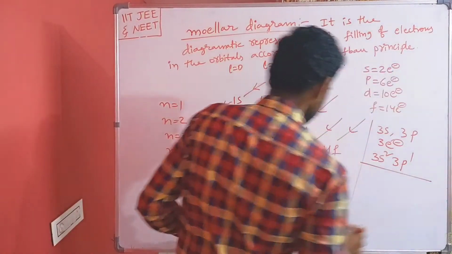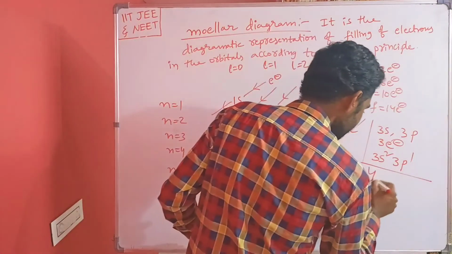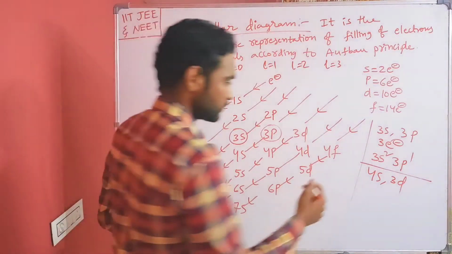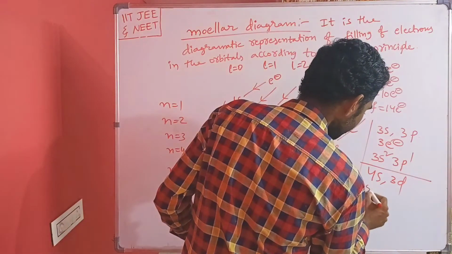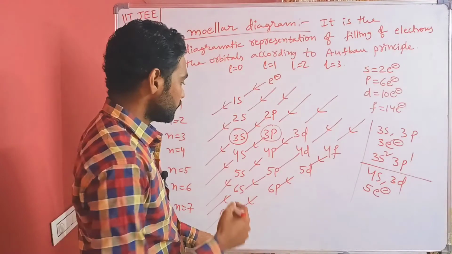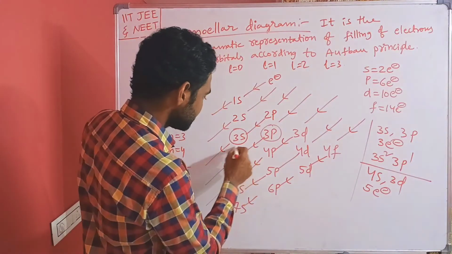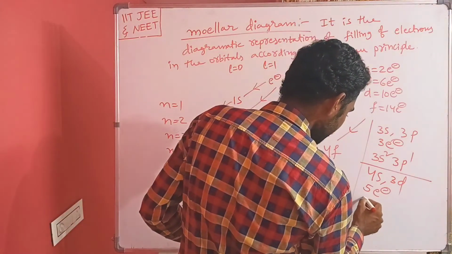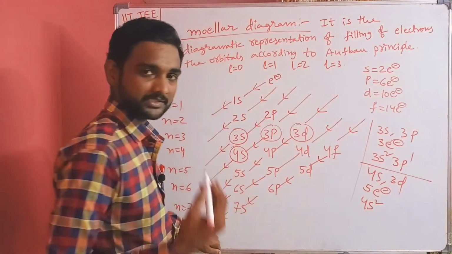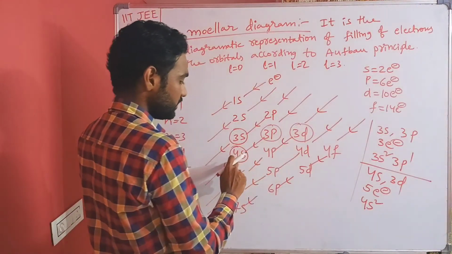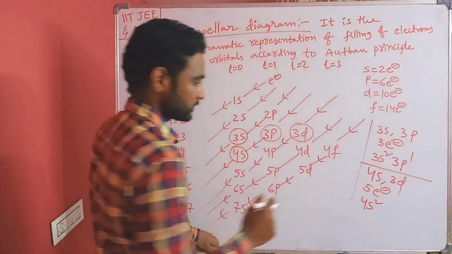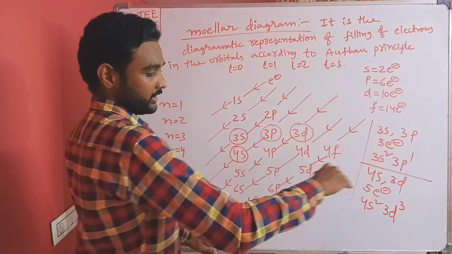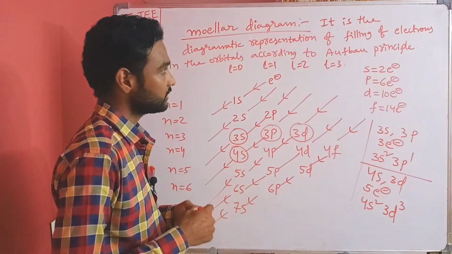One more example. For example, the 4s and 3d orbitals are there, and I have 5 electrons. Where are the 4s and 3d orbitals? Here and here. The 4s orbital fills with only 2 electrons. The remaining 3 electrons go to 3d. After filling 4s, the electrons go to 3d. So 3d3. This is the filling of electrons in the orbitals by using the Moeller diagram.